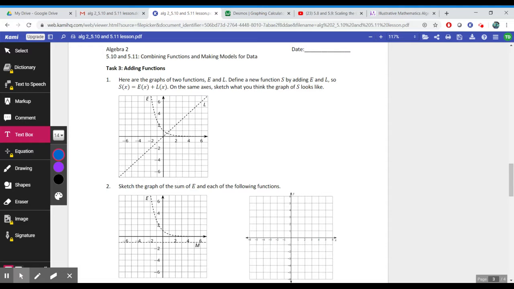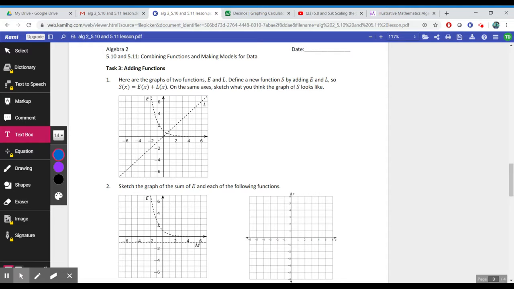What they want us to do is define a new function S, where S is equal to the sum of E and whatever other function is being added. In this case, it is L. It wants us to, on the same set of axes, sketch what we think the graph of S looks like. So when we're adding two different functions together here, really what that means is check what the output is for each function at any given input value and just add the outputs together.